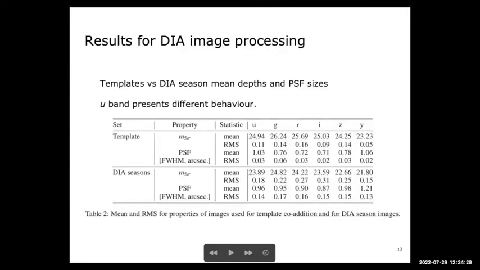I'm showing you here the results of the first step, which is the template generation. I'm not going to be talking about all the numbers here. We just show them for template and the DIA season. Can you see the pointer? Yes, you can. The 5 sigma magnitude depth for point sources, mean and RMS, and also the PSF size for template and for DIA seasons. So we created templates for this. The properties are good, except for the u-band, which is something that's going to appear later on in the talk.